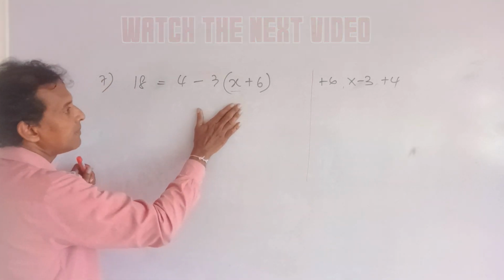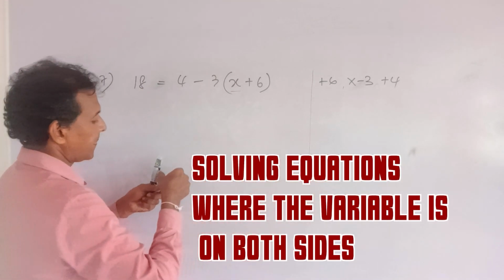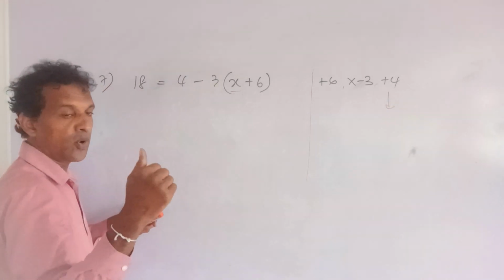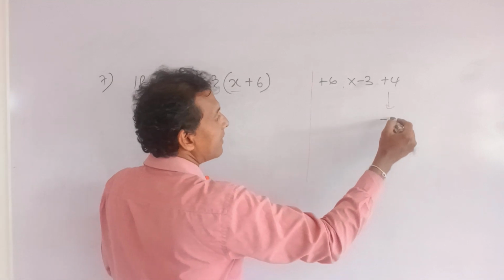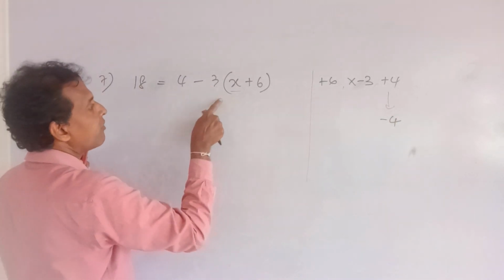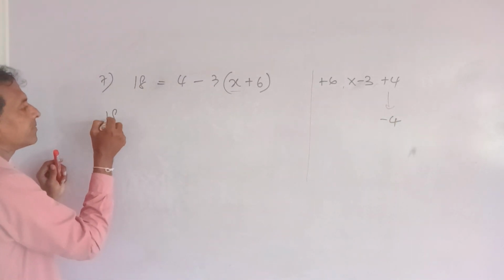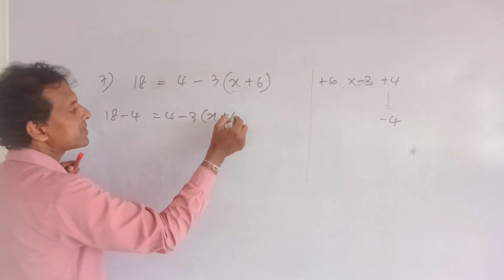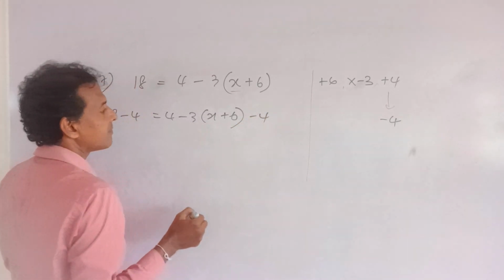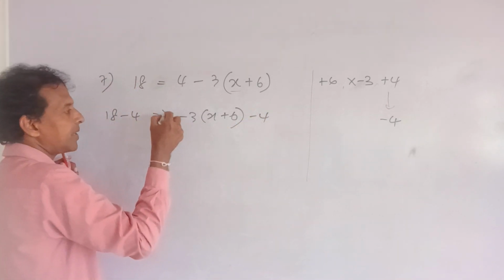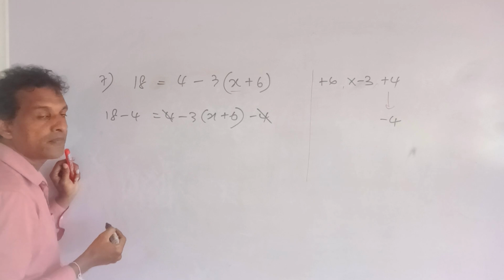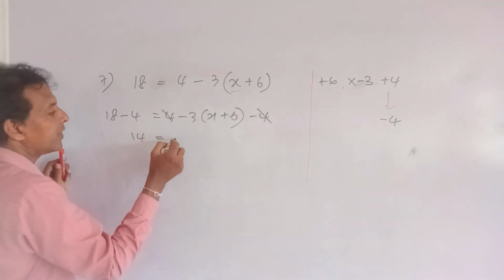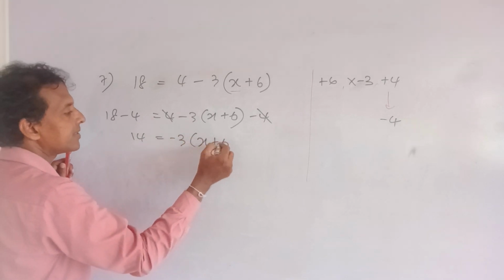Now we will move on to the inverse operations. Start with the last operation we did, plus 4. The inverse operation is minus 4, so subtract 4 from both sides. First you write 18 here. Subtract 4 from this side: 4 minus 3 times x plus 6, minus 4. This 4 and this 4 get cancelled. Then we have 18 minus 4 is 14 equals minus 3 times x plus 6.